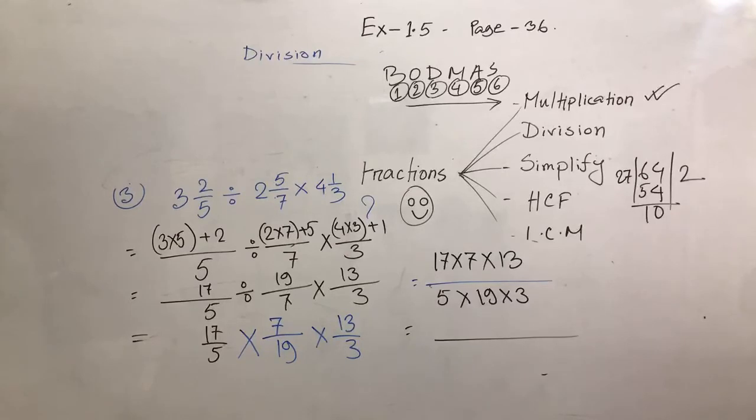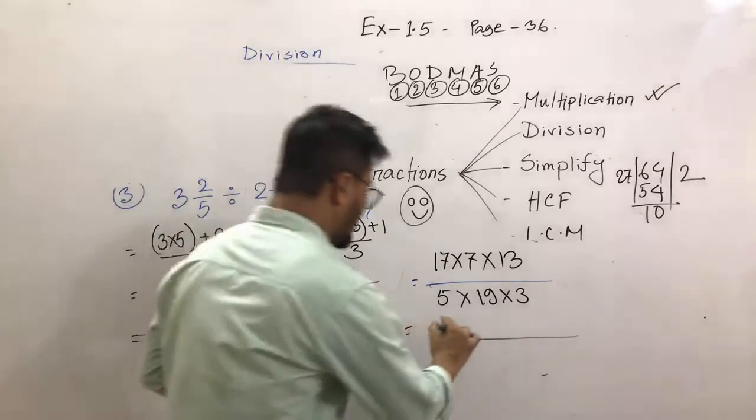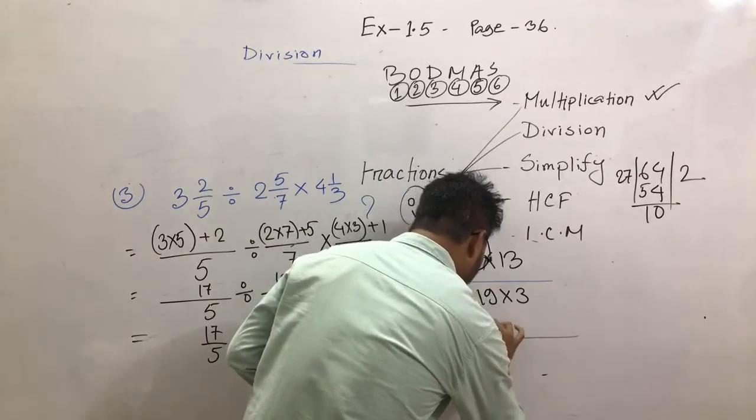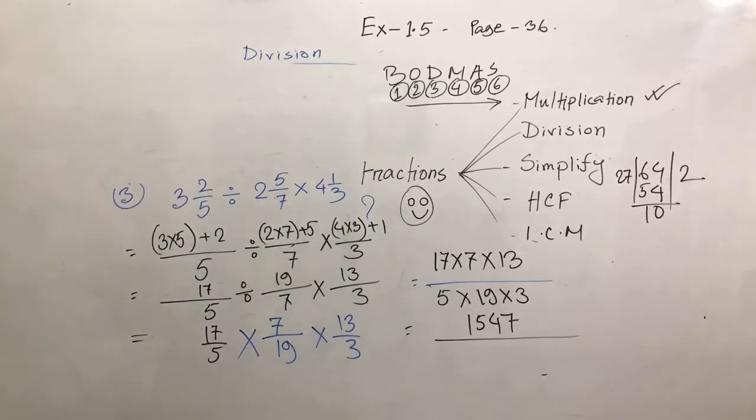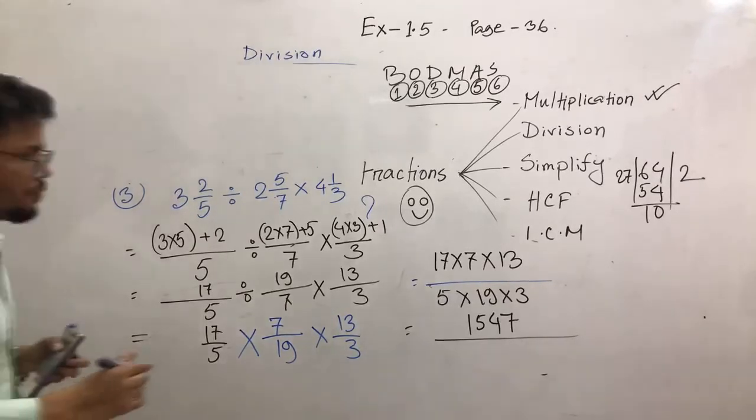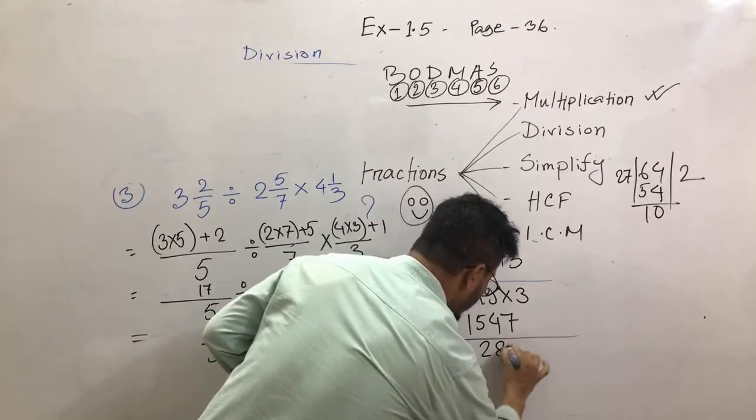17 multiply 7 multiply 13. 1547. I think please do multiply here. You will get here 1547. And then do multiply here. 5 multiply 19 multiply 3. 285.